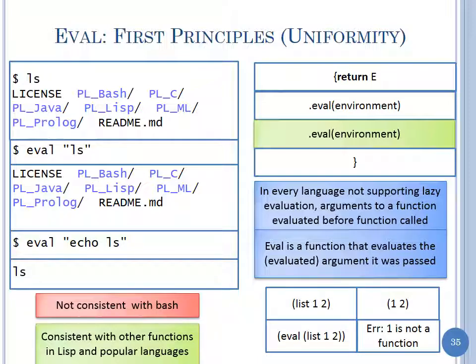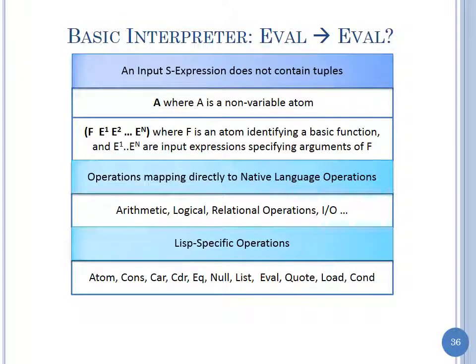So it's not consistent with bash, but it's consistent with other functions in Lisp and popular languages. And so, I think Lisp did get it right. The reason it's kind of confusing in Lisp is because Lisp is kind of schizophrenic, but in a very organized fashion: for every function that we've seen, the arguments are evaluated before the call, except for, go and look at these functions here, where are the exceptions?